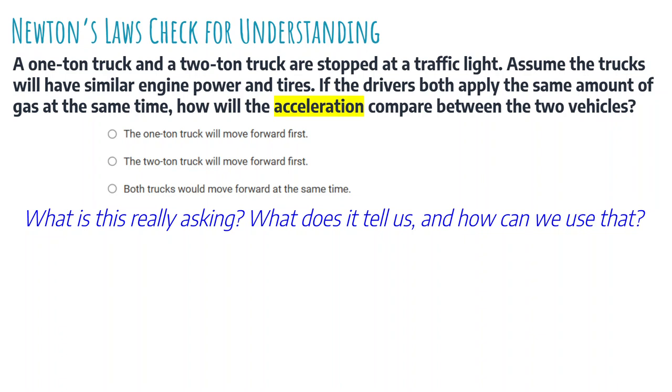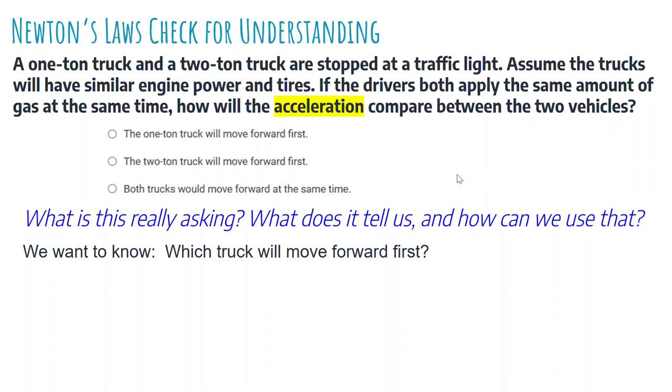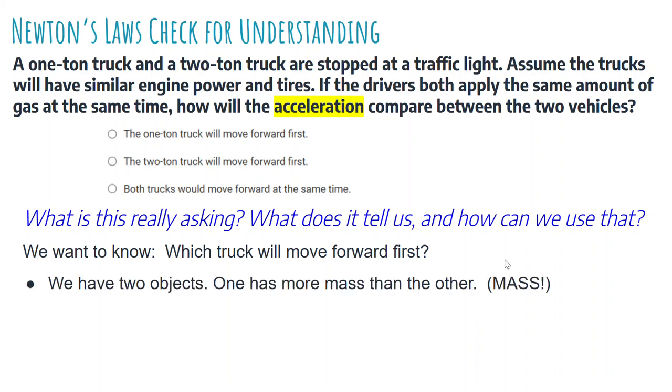So the information we know is that we have a 1-ton truck and a 2-ton truck. We know that we're going to apply the same amount of gas at the same time, and we want to know what is the acceleration difference between the two. Okay, so we want to know really, in layman's terms, which truck will move forward first. All right, we have two objects. One has more mass than the other. One truck is 1 ton and the other truck is 2 tons.